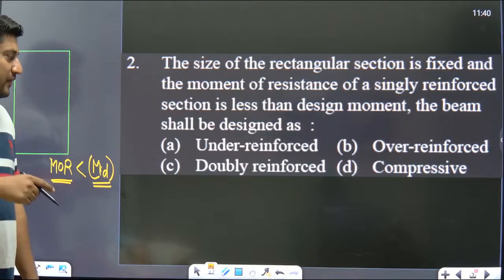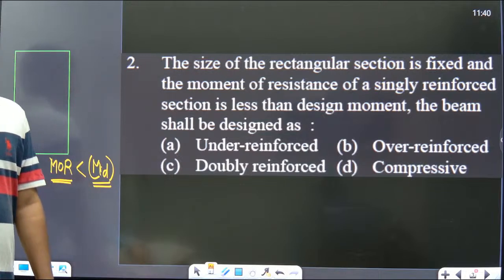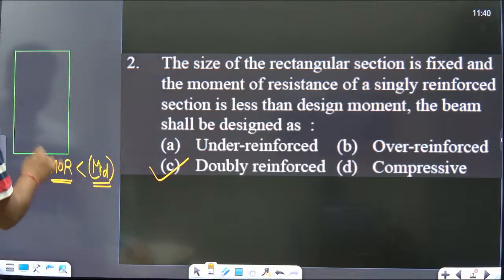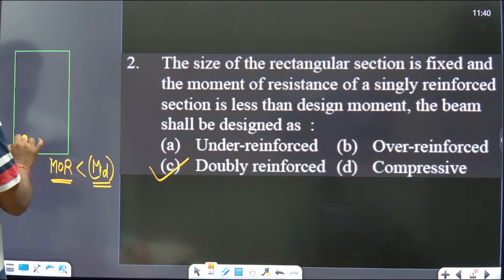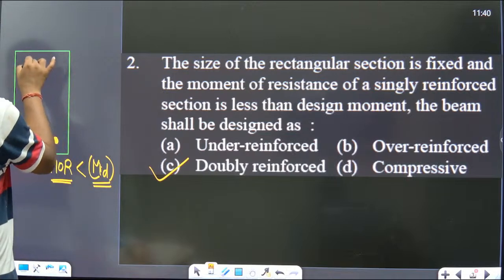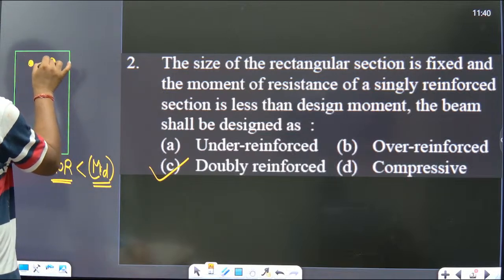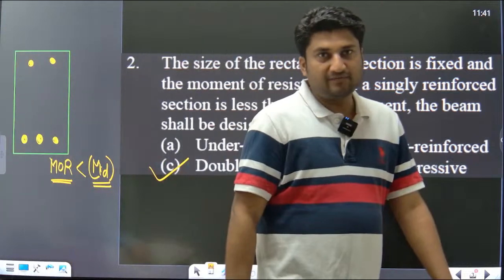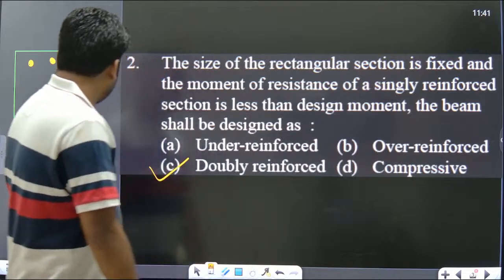Either you go for under reinforced, over reinforced, doubly reinforced, or compressive. You will go for doubly reinforced. Understood everyone? The code suggests that you go for doubly reinforced in order to increase the moment of resistance. There is no option to change the section, so you will go for doubly reinforced section. Our preference is to go for doubly reinforced rather than over reinforced. So this is how we will solve the question.